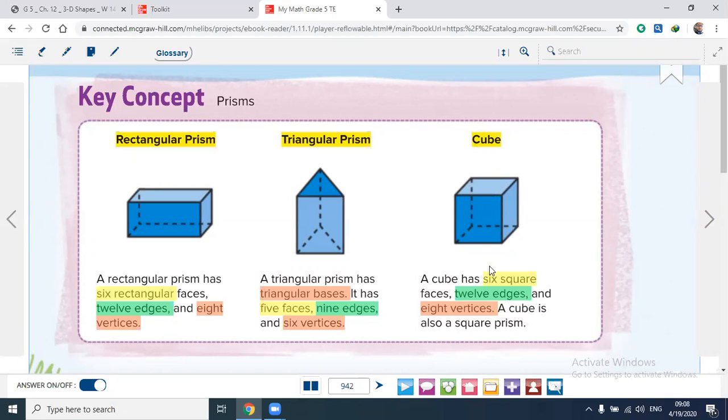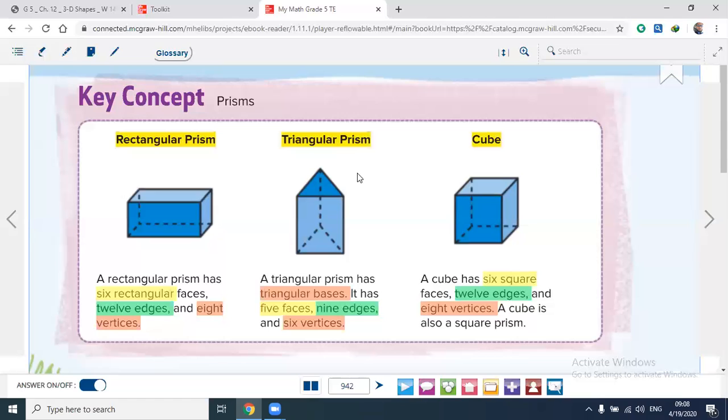What is the difference now between a cube and a rectangular prism? The faces. The faces in the rectangular prism are rectangles. Here, the cube has 6 square faces. But the number of faces, number of edges, and number of vertices are the same, nothing different.